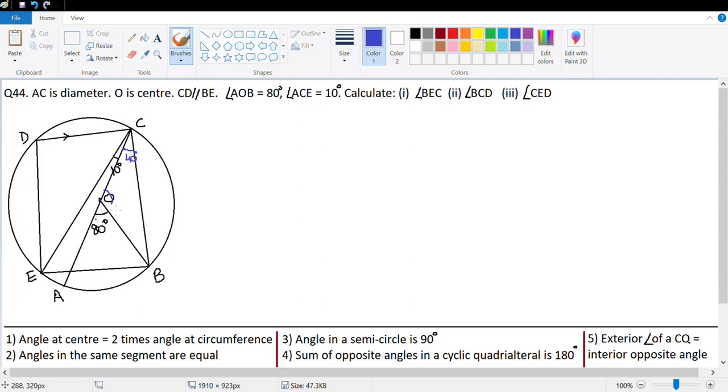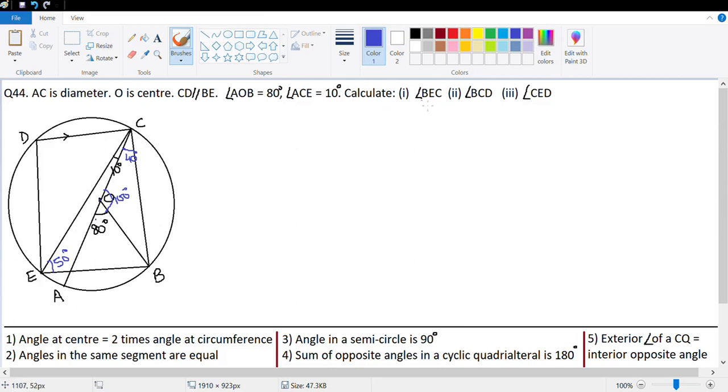If this is 80, then this angle is 100, linear pair. AC is given as a diameter, which means if angle BOC is 100, angle BAC would be 50. Why? Because this is again the same angle at circumference. No, not this one. BOC, BEC, my mistake. This is not BAC, this is not at the circumference. This angle will be 50 degrees. BOC is at the center, BEC at the circumference. So this is 50 degrees.